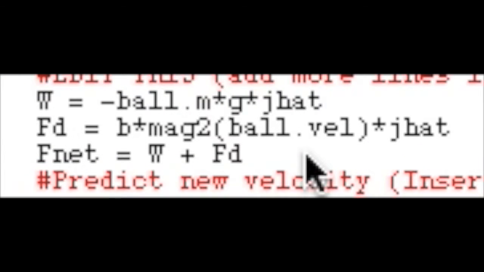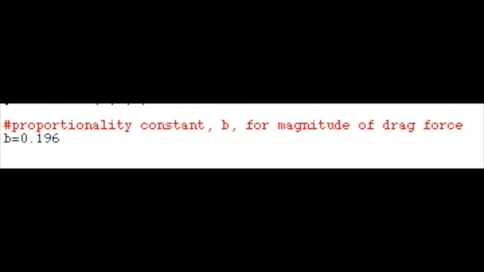The drag force was calculated by using the formula b times the velocity squared, where b is the drag coefficient. This value was determined by plugging in various values in the Python code and finding the value that resulted in the closest distance traveled to the experimental value. The value of b in this case was determined to be 0.196.